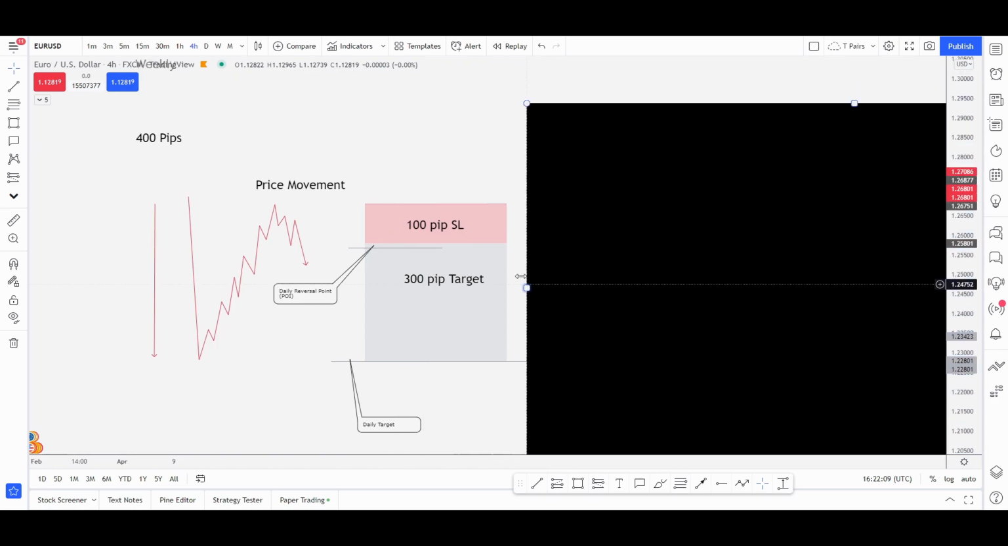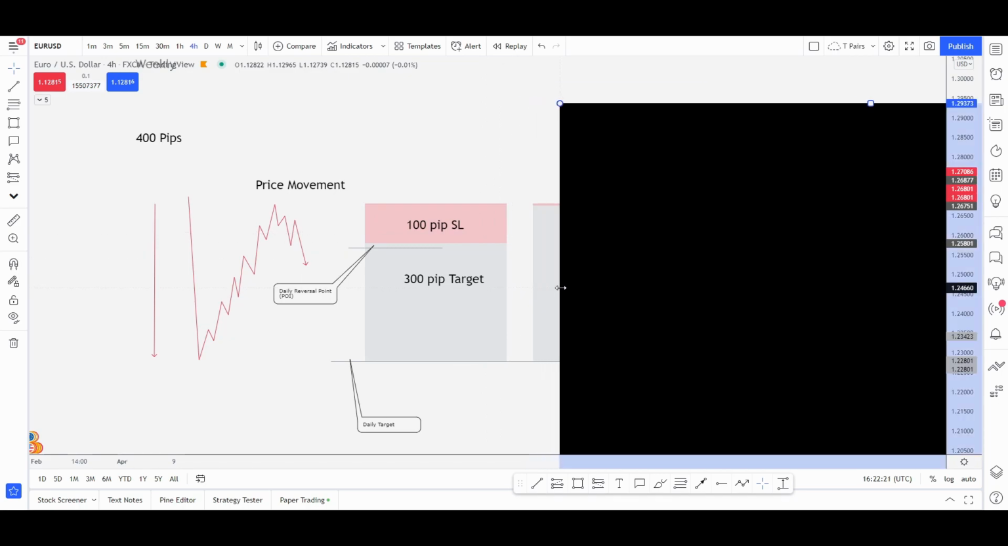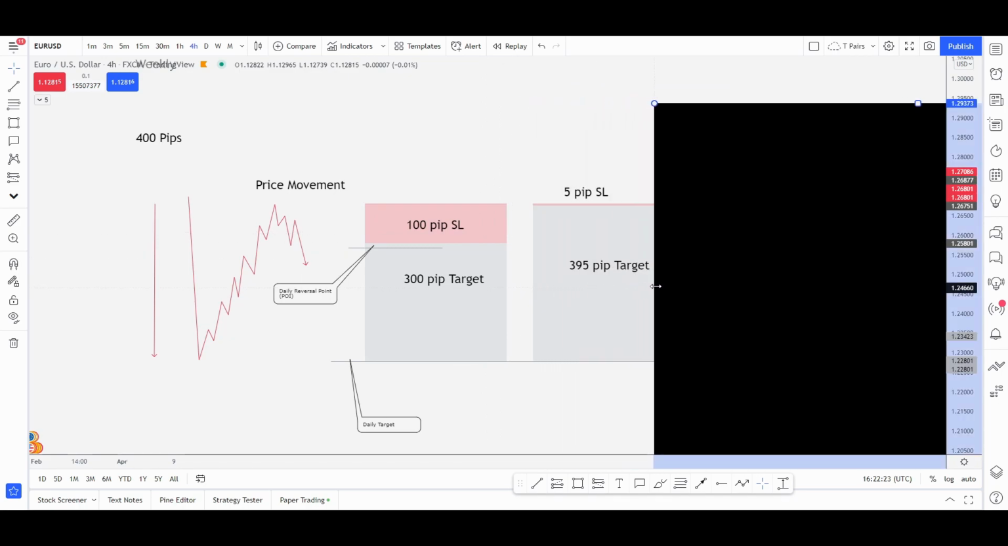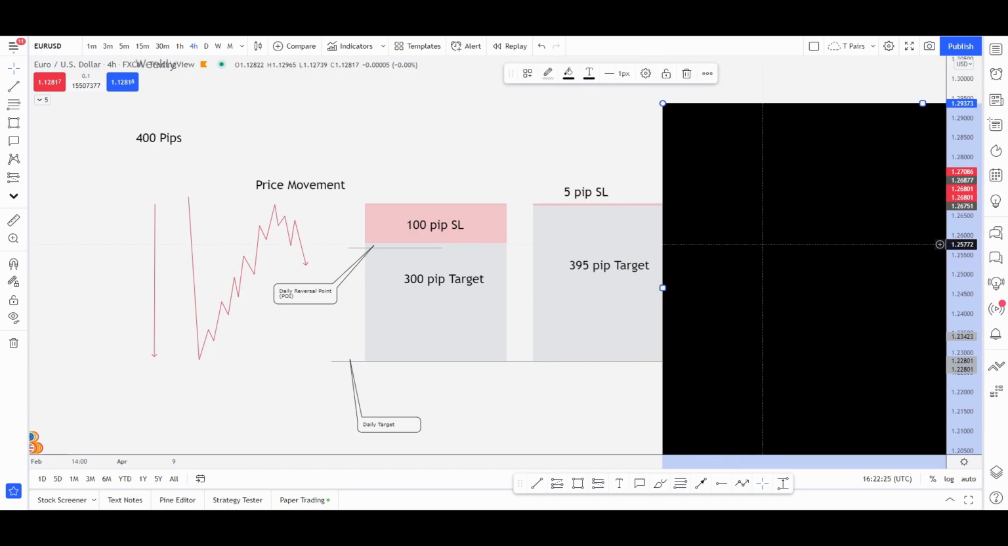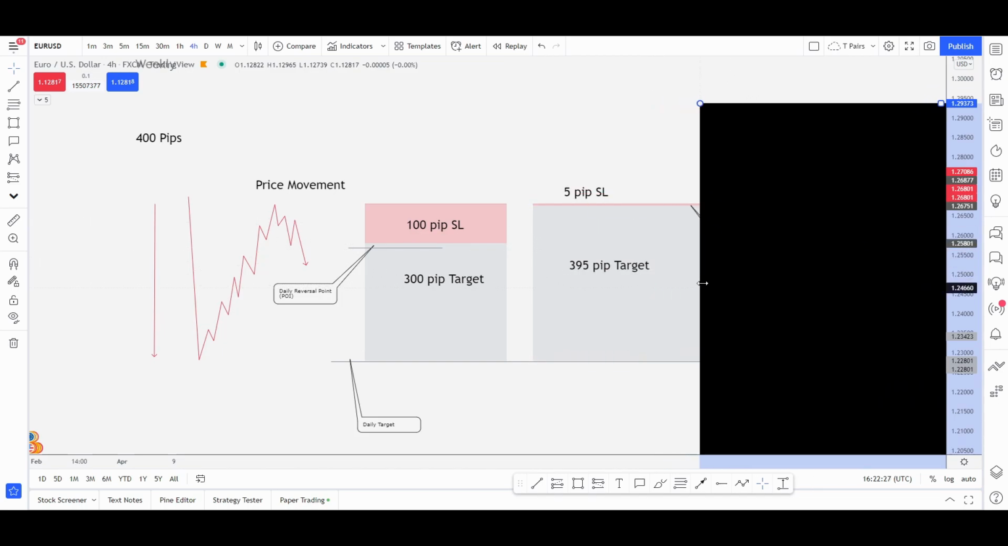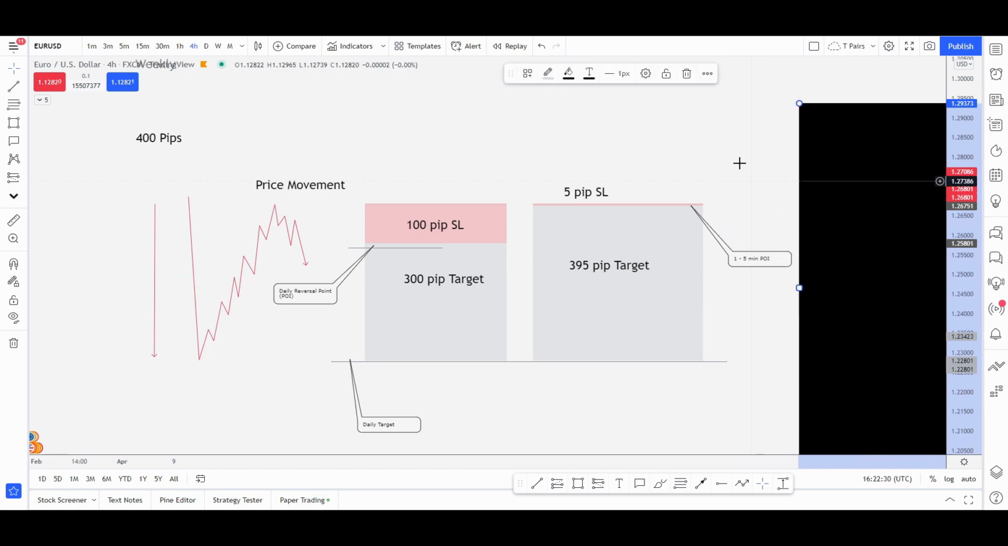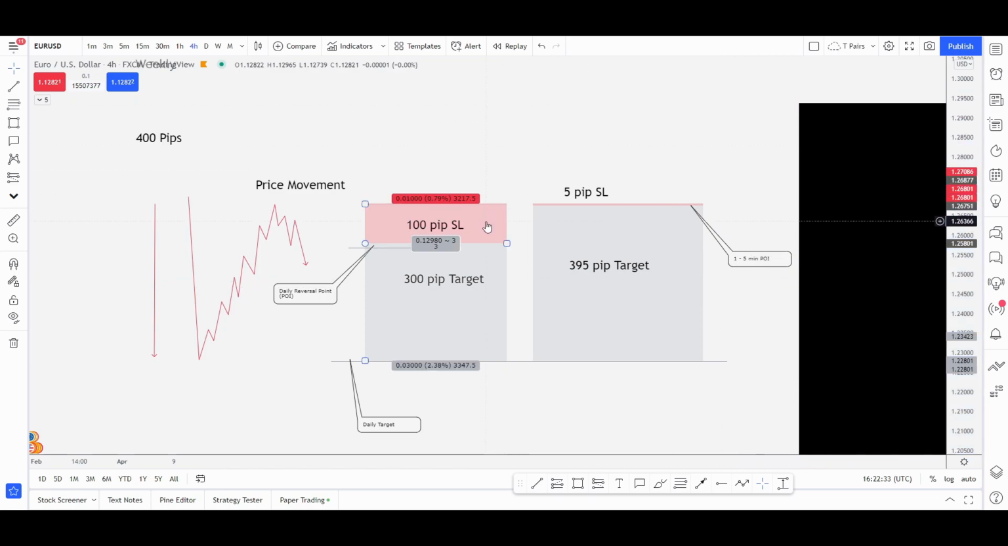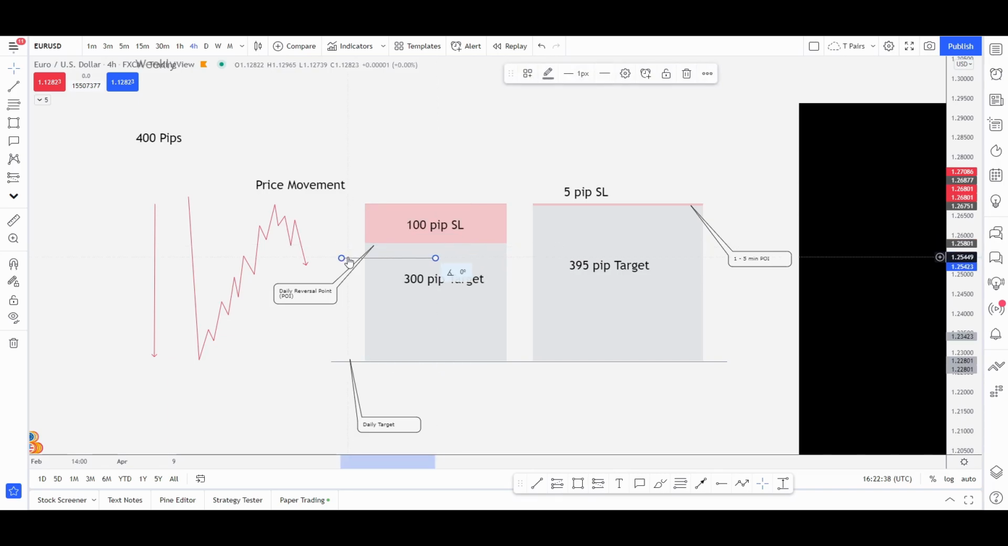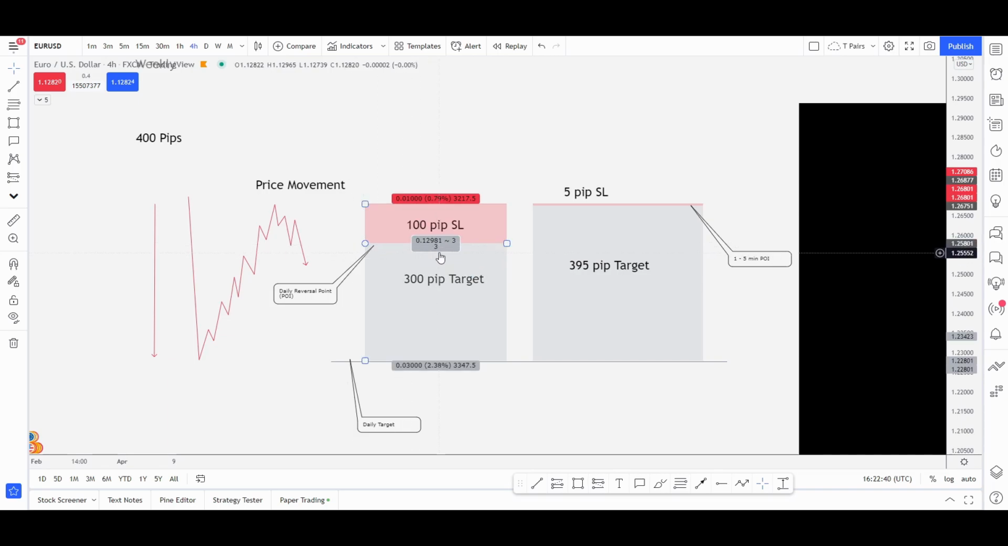Okay, so let's say, for example, we're going with this sort of strategy here. We're looking on the weekly originally, and price is just about to approach our target. So we try to aim for a 5 pip stop loss and a 395 pip target. Now what does that do to our risk reward ratio? Well, we had a 1 to 3 here. See the 3 showing up right there. Let's move this out of the way because it's interfering a bit. So we've got a 1 to 3.